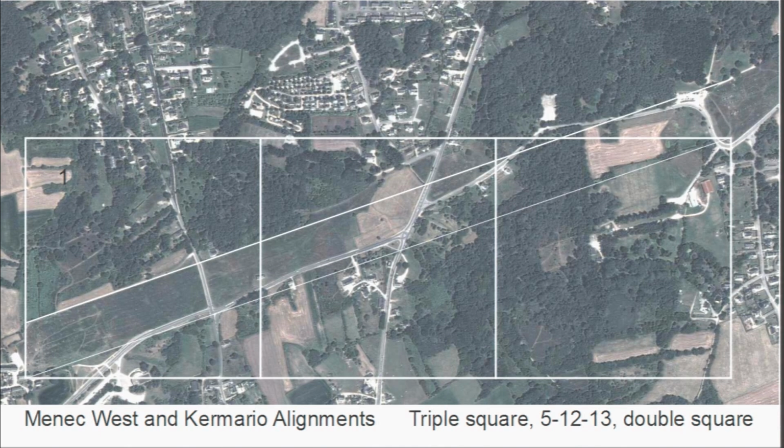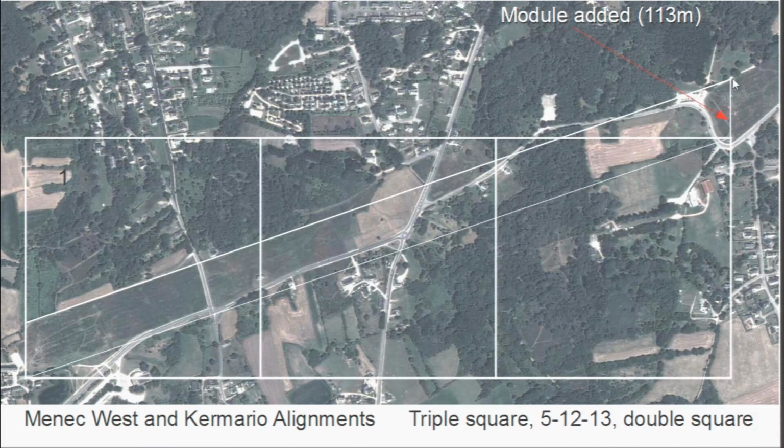Now, the Menec alignments are not exactly the same width as the Kermario alignments. The northern line moves slightly towards the north, as if the precise geometry had been done along the southern line, and because the width of these alignments is slightly larger, there's a slightly different geometry going on here. And this is very interesting, because what we're going to discover is that from the dolmen to the northern side of the alignments here, we can add a module of 113 meters.